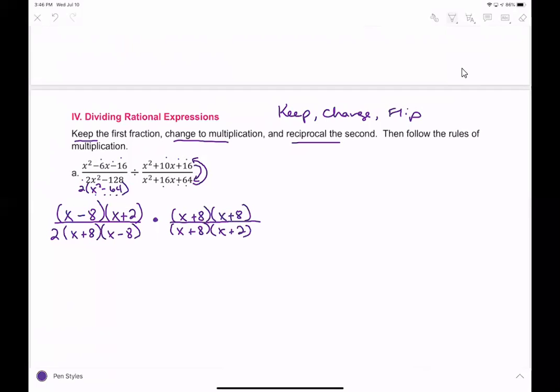Now we can start canceling out. So I'm going to start with the numerator and the denominator. Then I'm going to cancel this x plus 2 with this x plus 2. I can come down and cancel my x plus 8 with one of these x plus 8. And then I can cancel this x plus 8 with the denominator x plus 8. And then that's going to leave us in the numerator with the 1 over in the denominator 2.